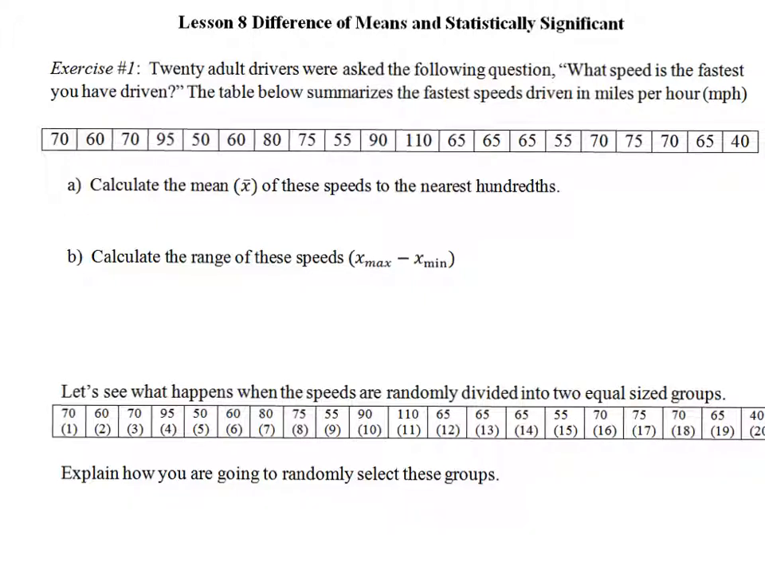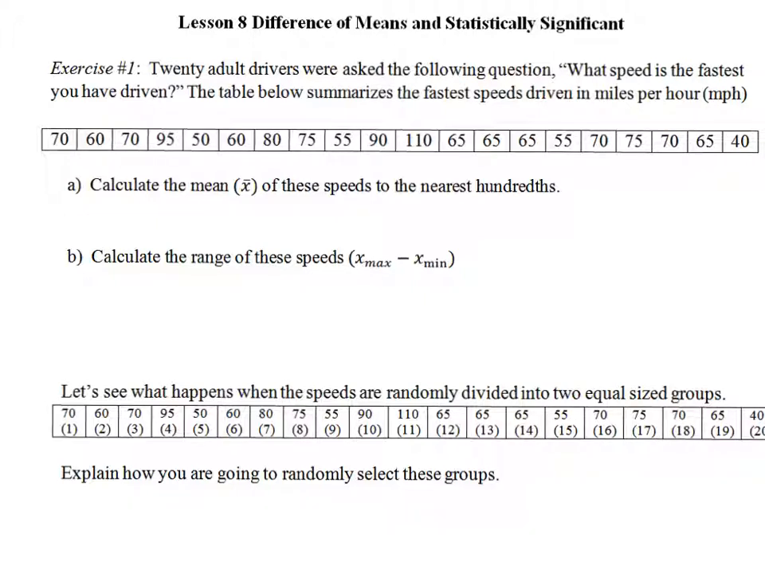We have 20 adult drivers, and they were asked the question, what speed is the fastest you have driven? The table below summarizes the fastest speeds driven in miles per hour. This sounds a little bit dangerous because these numbers look a little bit big, but we're just using it as an example. So the first part of the question says, let's calculate the mean of these speeds to the nearest hundredths. So I want you to pause the video and take out your calculator and find the mean.